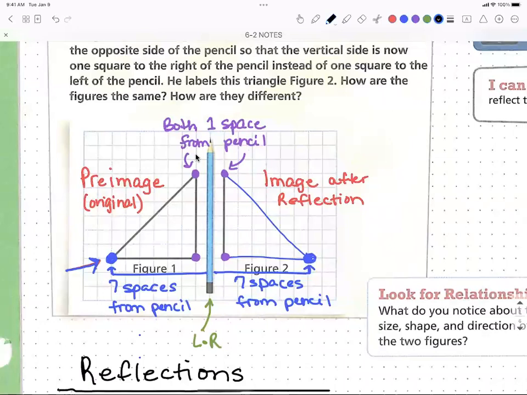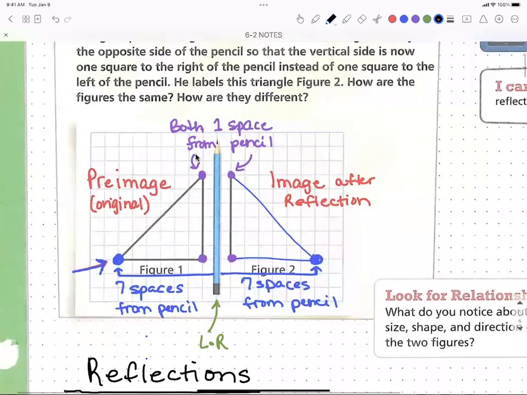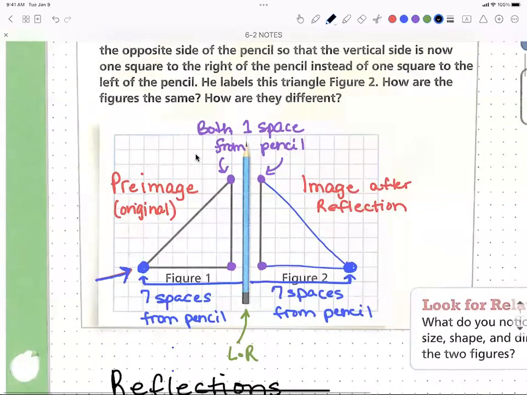With a reflection, you got to think of it like a book, okay? The pencil in this case is the line of reflection because it says that it reflects over the pencil. So if you think of like the spine of a book, right? If you open a book, the spine of that book is the line of reflection.